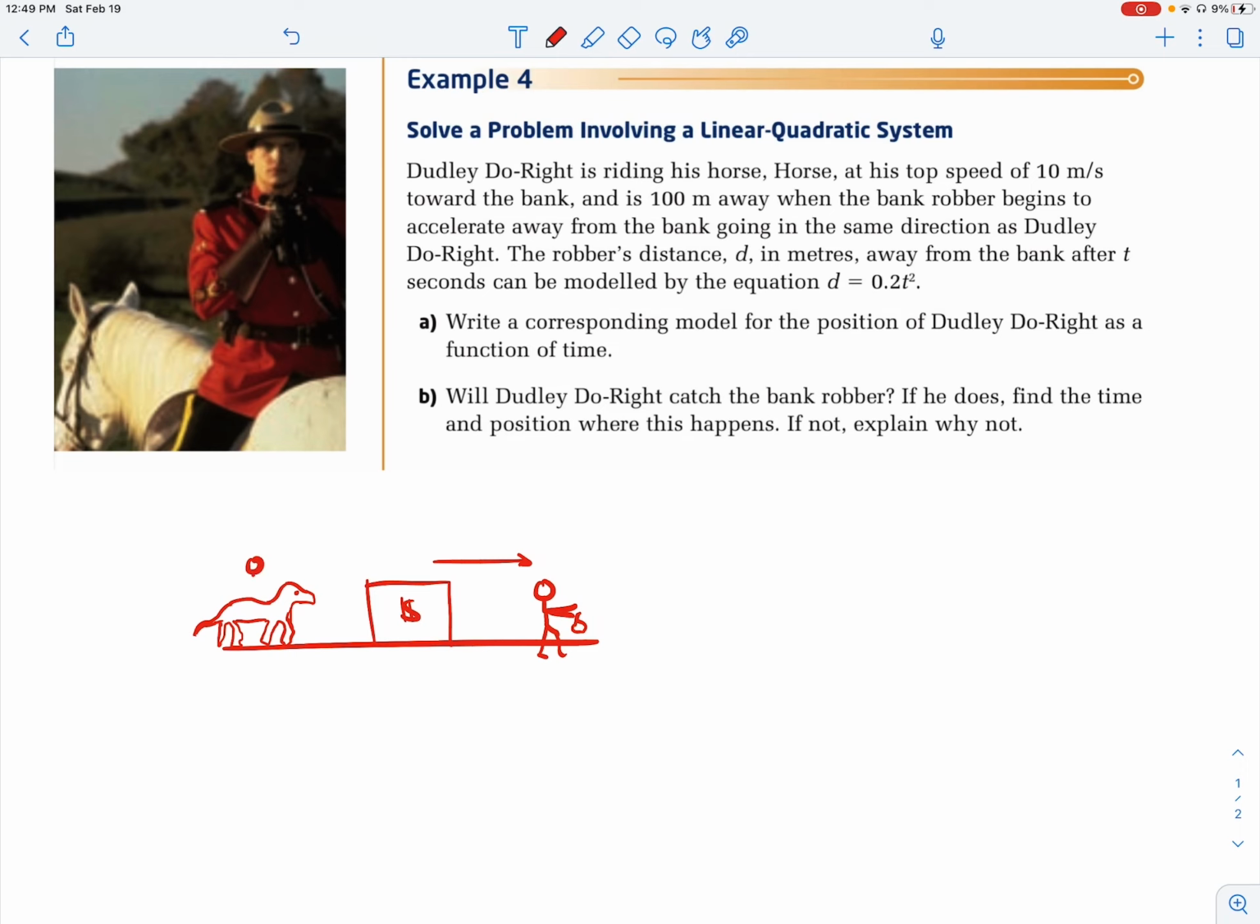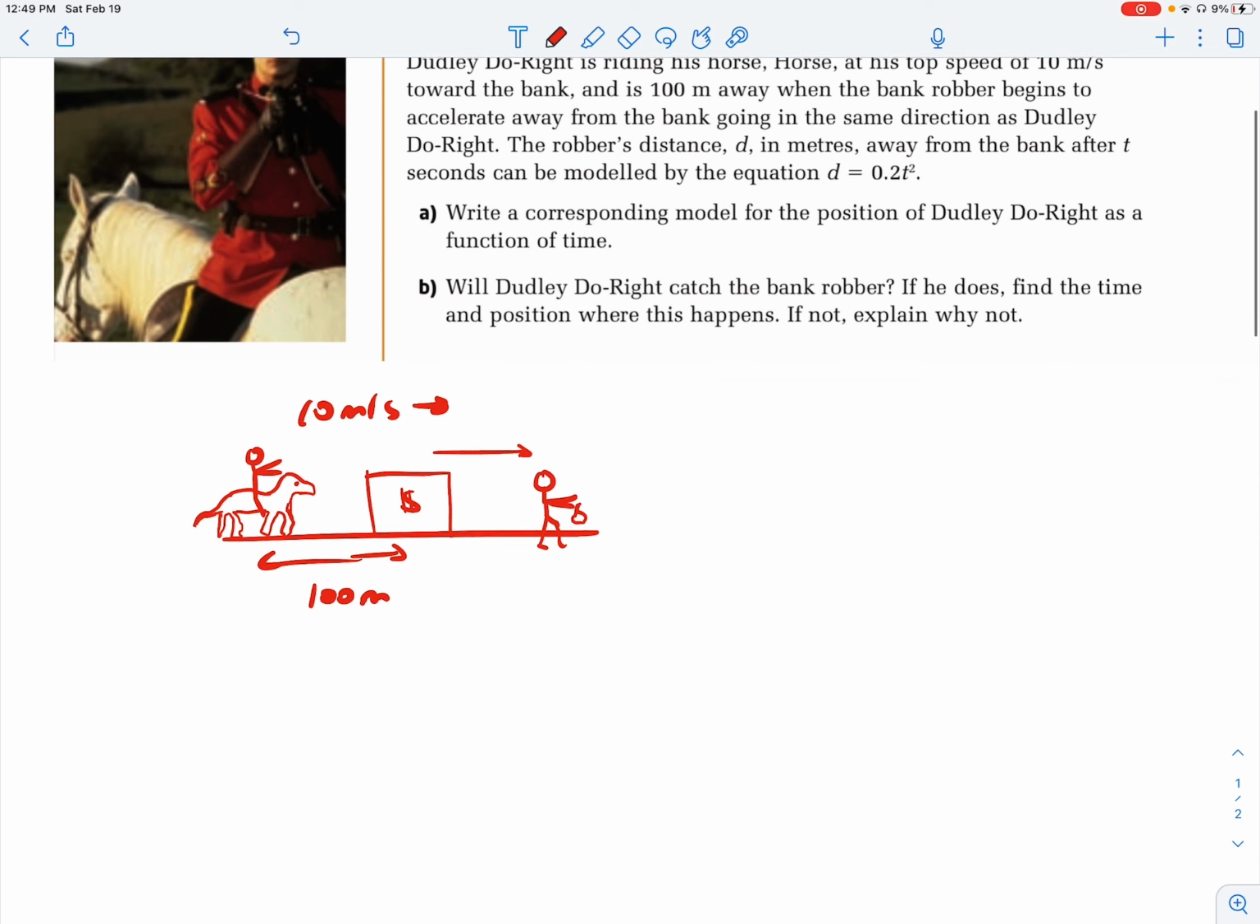Okay, so here is Dudley Do-Right. He's actually sitting on the horse the right way this time. It says he starts off 100 meters away when the bank robber begins to leave. So the bank robber starts here and takes off this way, and Dudley Do-Right starts off 100 meters away from the bank. And Dudley Do-Right can go 10 meters per second this way. So we now want to model an equation for that.